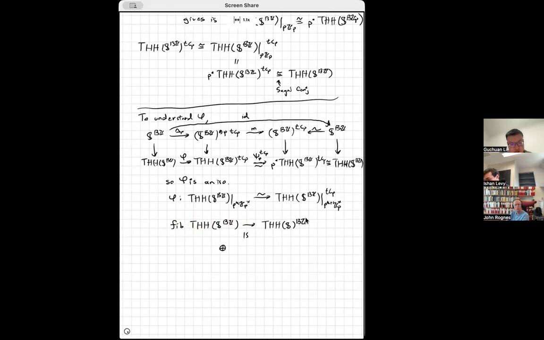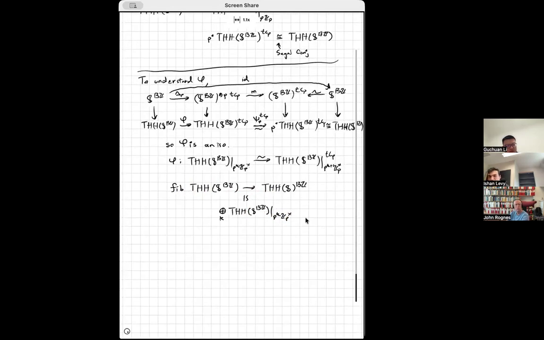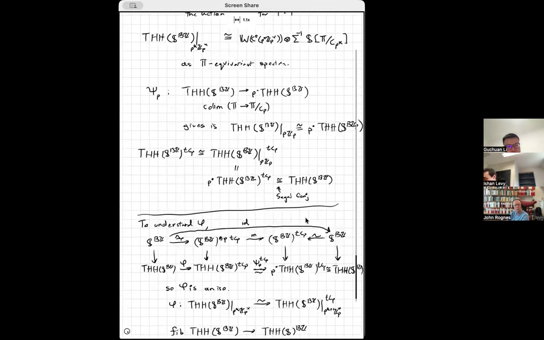And so the fiber is exactly the direct sum over k of THH of S to the BZ restricted to p^k Z_p cross, because the union of these subsets is exactly everything in Z_p except for 0. And we now know what each of these pieces is. So this is the direct sum over k greater than or equal to 0 of the following thing. It's exactly what I wrote up here, so I'll just copy that down here.